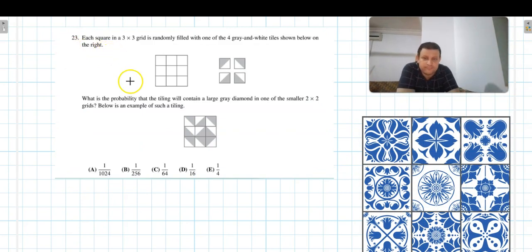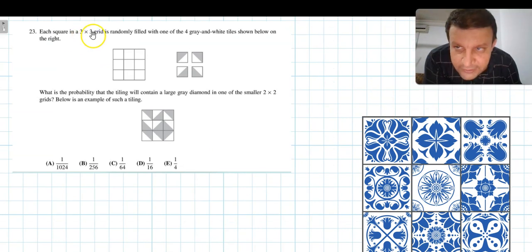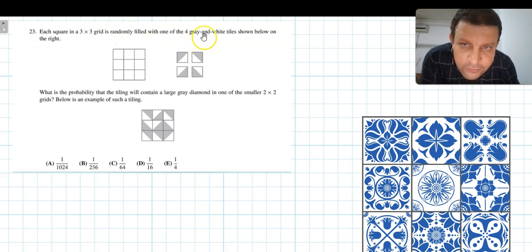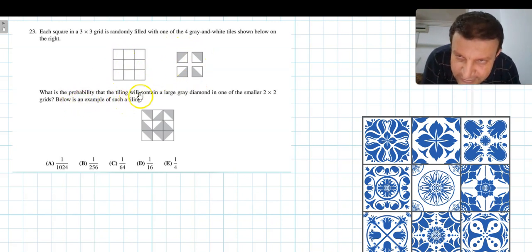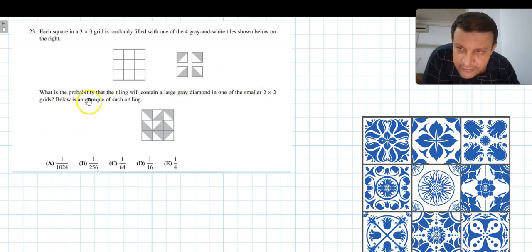Next question is asking about probability. Each square in a 3 by 3 grid is randomly filled with one of the 4 gray and white tiles shown below on the right. So the possibilities are either this one or this one, either this one or this one, so one of them will be chosen. What is the probability that the tiling will contain a large gray diamond in one of the smaller 2 by 2 grids? Below is an example of such tiling.